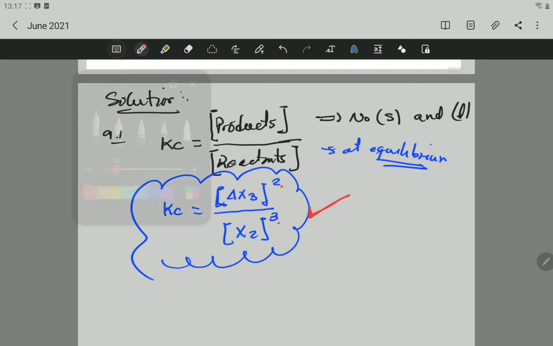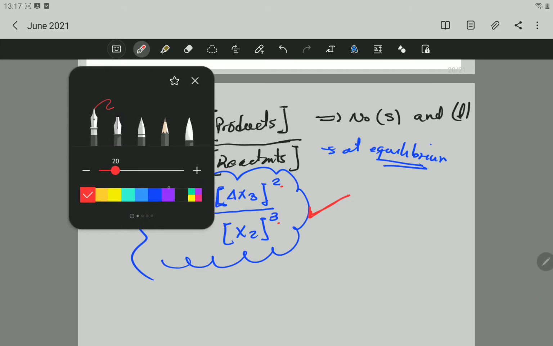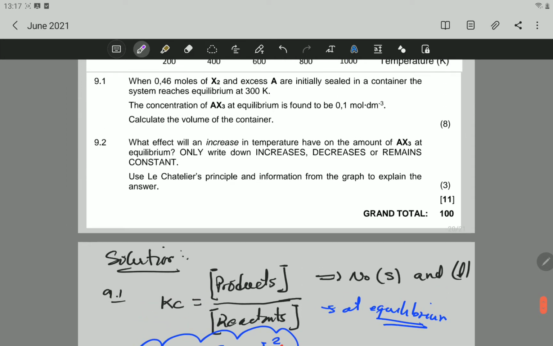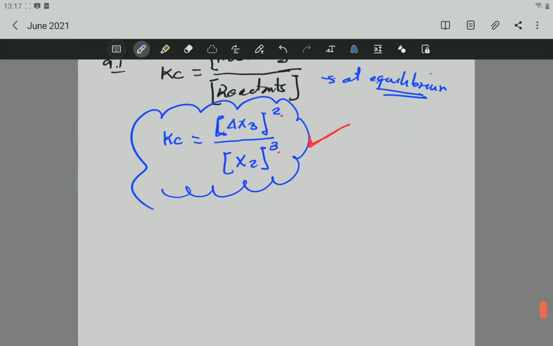Second important thing, they asked to determine the volume. The question says calculate the volume of the container. Now, I'm working with gases. How do you calculate the volume? They give you the concentration. Concentration is equal to number of moles divided by volume.